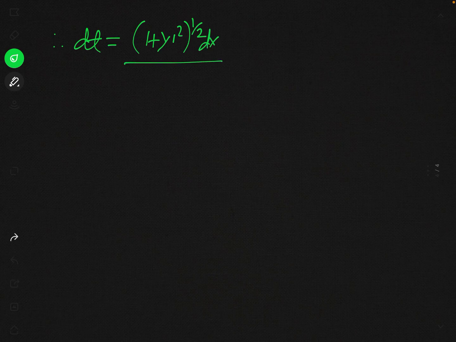So therefore we can write dt will be equal to (1 plus y prime square) whole to the power half dx over root over 2gx. This is actually the time taken by the particle in covering an elementary distance ds.